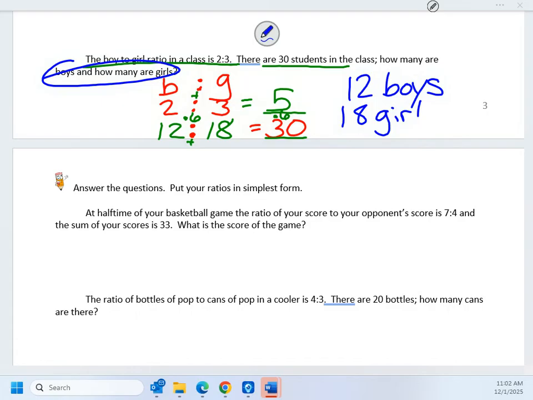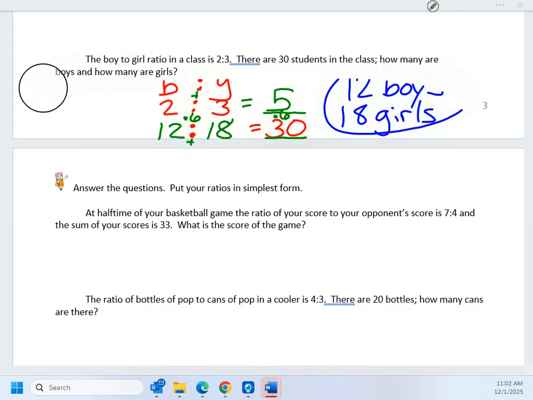So my final answer is answering the question, how many boys, how many girls? So you have to give me that final answer. Make sure it's answering the question. Making sense?